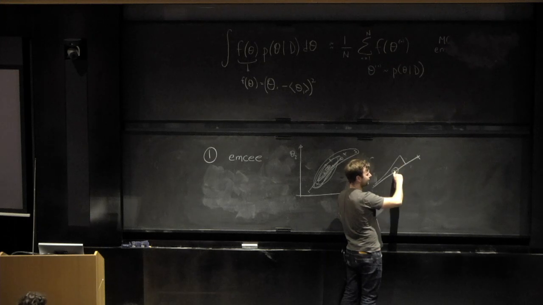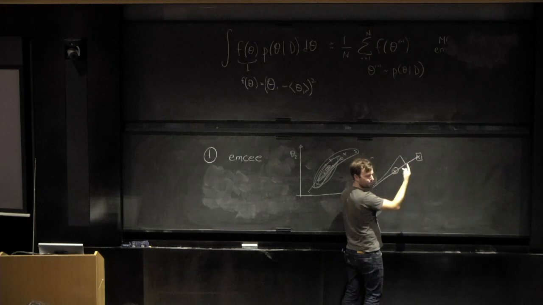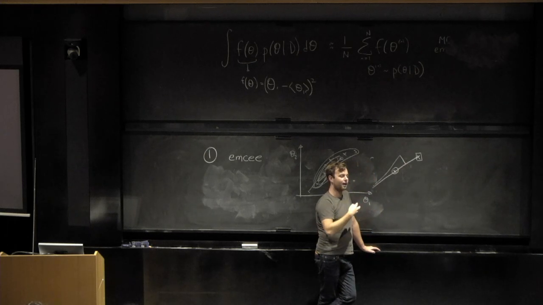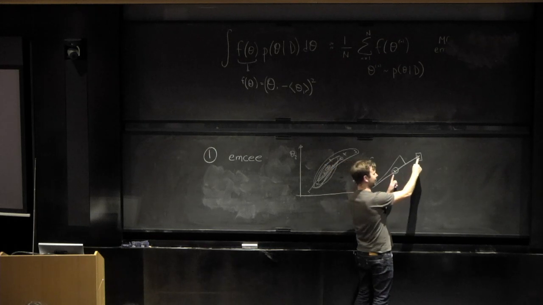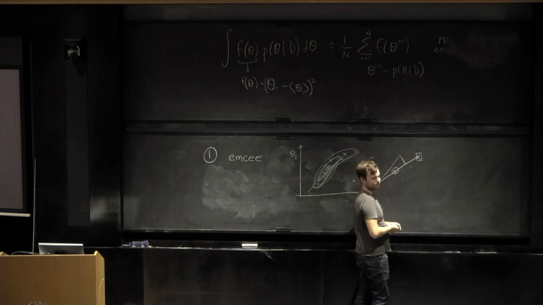And then the point about splitting it in half is that this, the sort of helper walker, has to be drawn from the set of walkers that are not currently being updated. Because you could see how there might be a problem if at the end of the step, this one was now in a different place, then you no longer have a reversible move. Okay.